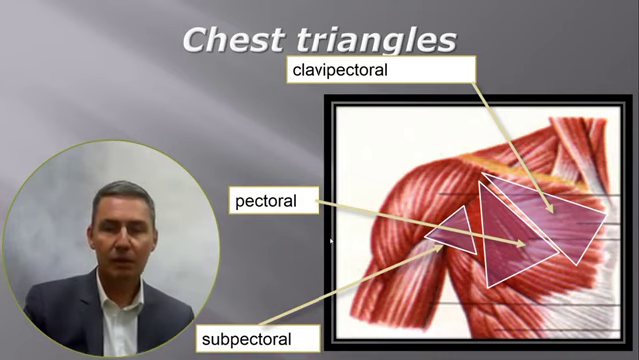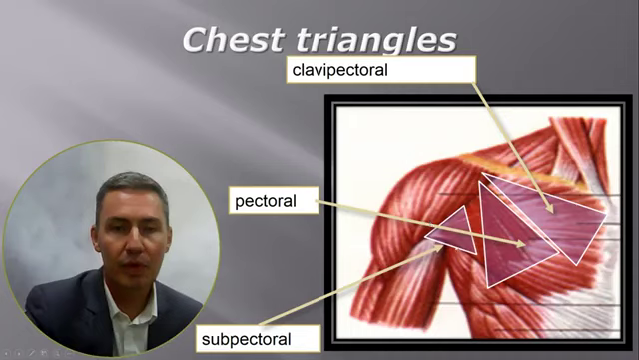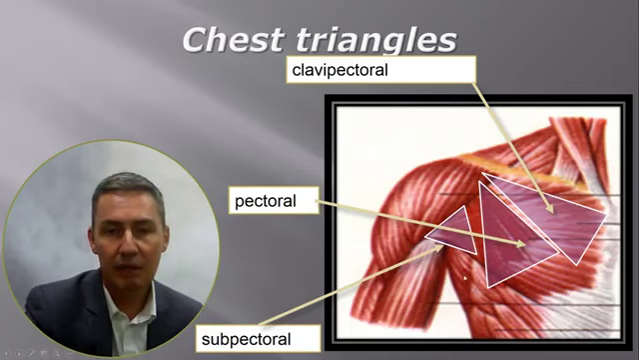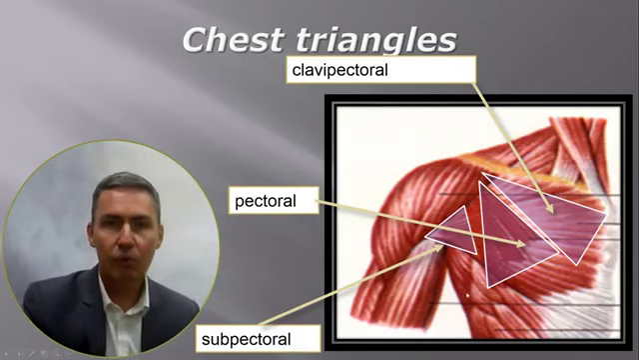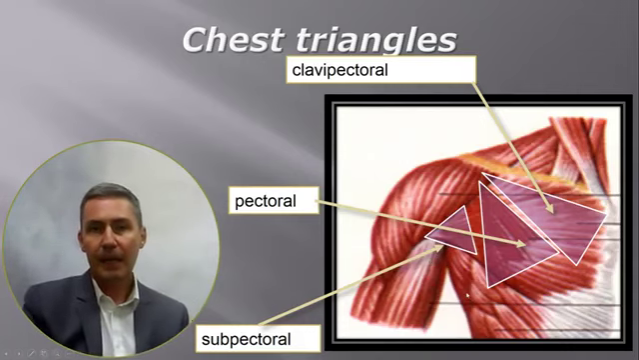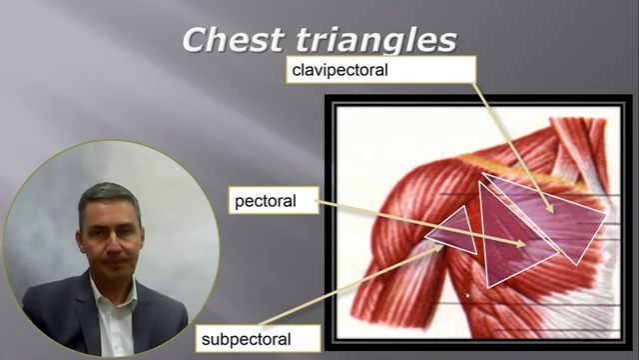The anterior wall of this cavity is formed by the pectoralis major and pectoralis minor muscles. The medial wall is formed by the thoracic wall, which is covered by the serratus anterior muscle. The lateral wall is formed by the region of the arm, by the humerus and also the muscles of the arm. And the posterior wall is formed by the subscapular muscle and muscles of the shoulder girdle.